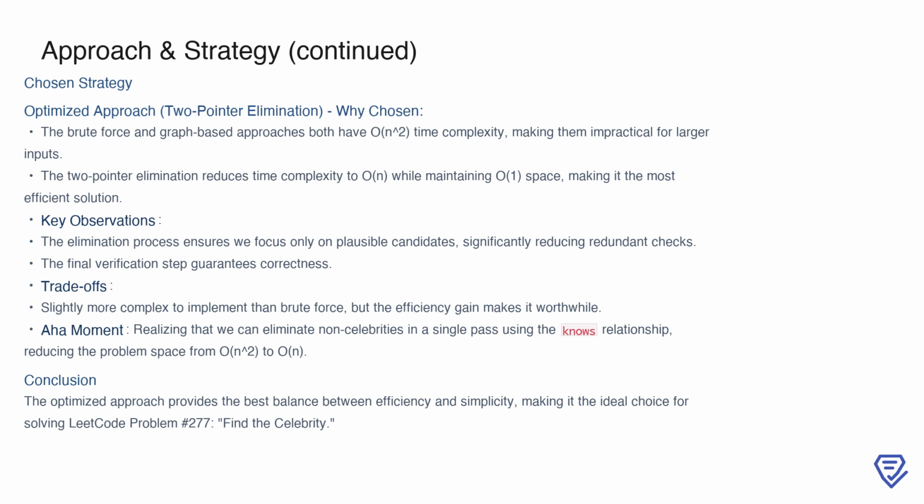Among the approaches considered, the optimized two-pointer elimination method stands out as the best choice. Both the brute force and graph-based approaches have O(n squared) time complexity, which makes them inefficient for larger inputs. In contrast, the two-pointer approach reduces the time complexity to O(n), while maintaining O(1) space complexity. This significant improvement in efficiency is achieved by eliminating non-celebrities in a single pass using the knows relationship.